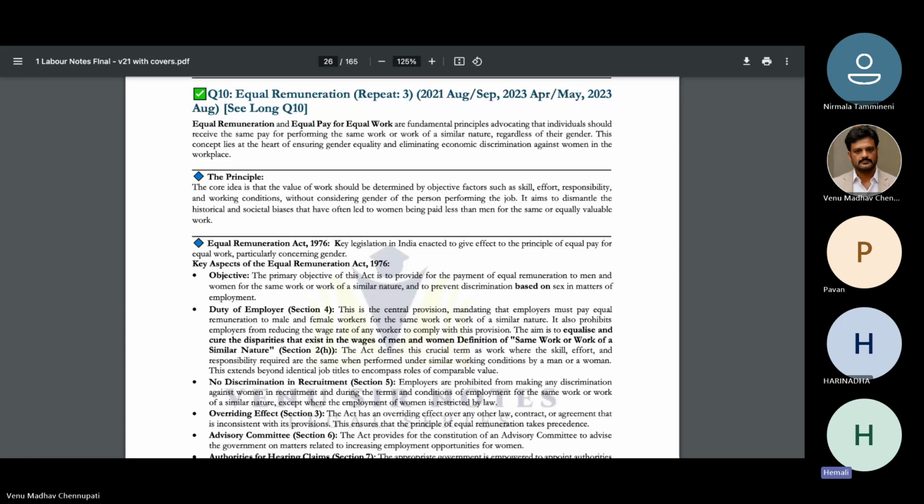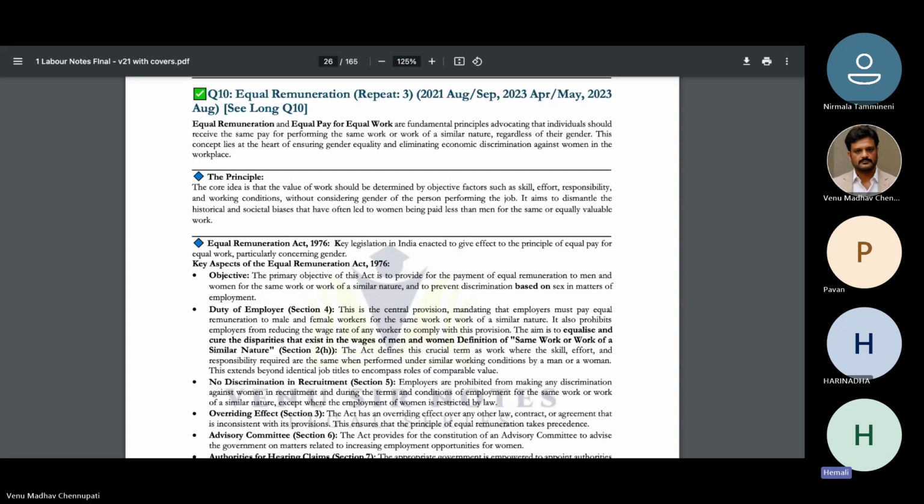Objective is to provide for the payment of equal remuneration to men and women for the same work or work of similar nature. Same thing we have read it before, and to prevent discrimination based on sex in matters of employment. Duty of the employer, Section 4. This is the central provision.